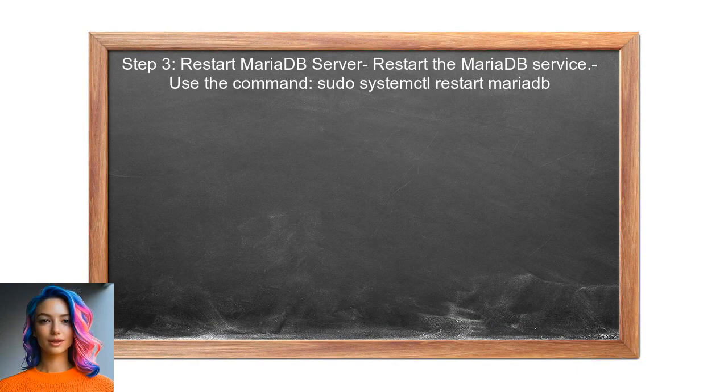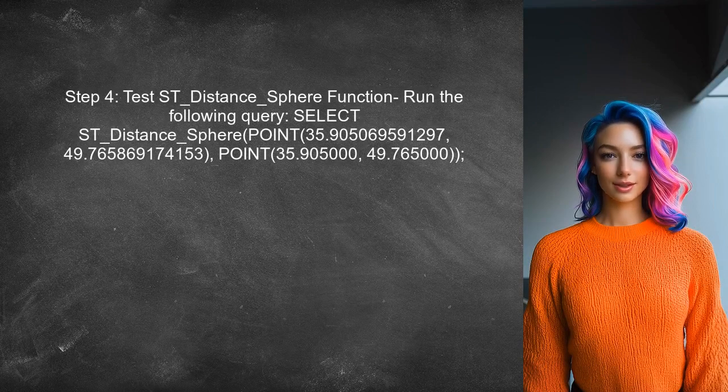After enabling the spatial extensions, the user should restart the MariaDB server to apply the changes. This step is essential for the new settings to take effect. Once the server is restarted, the user can test if the distance sphere function is now available. They can do this by running a simple query to check its existence.